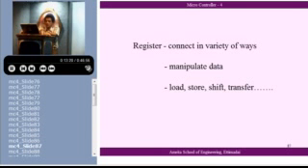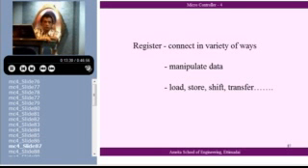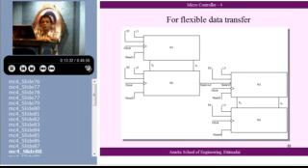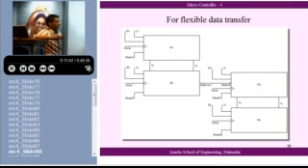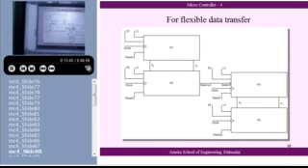I can load data, I can store data, I can shift data, I can transfer from one place to another. I can just do whatever I want with the data. Look here, I have shown 4 registers, just to bring out the potential of registers. I call them register 1, register 2, register 3, register 4.